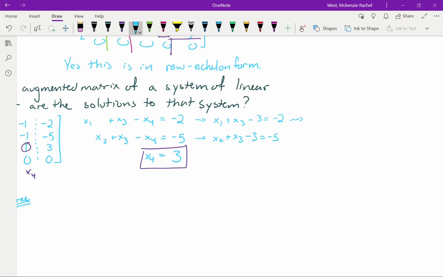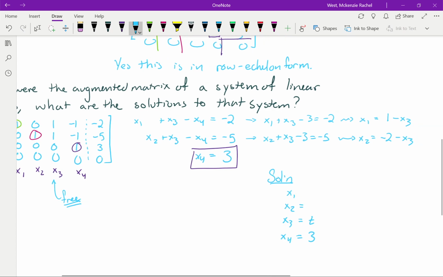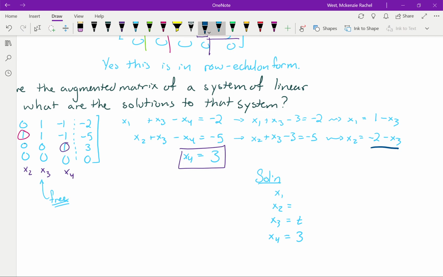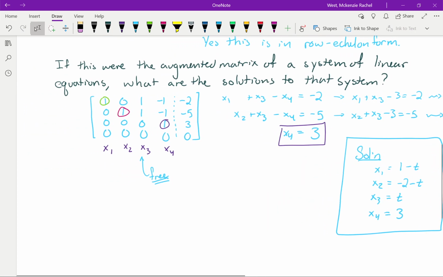Alright, so x1 equals, let's see here, add the 3, so 1 minus x3, and x2 equals, add the 3, -2 minus x3. And so remember, we said that x3 was free, so x3 gets to be t in our solution. So our solution is right here, x1, x2, x3, x4. So x3 got to be t, x4 we found was 3. x2 from this equation up here says that x2 is -2 minus t, and then from the line above it, we see that x1 is 1 minus t. So that is how we would write the parametric solutions.